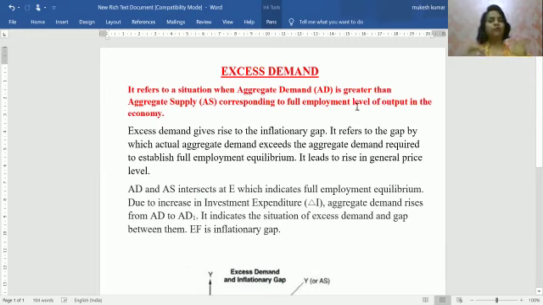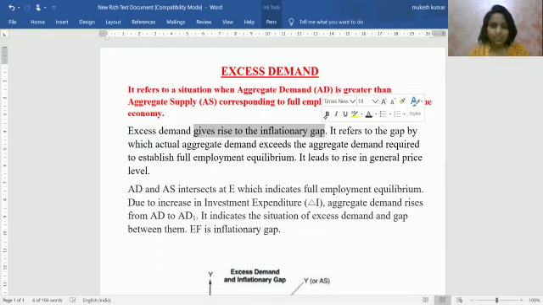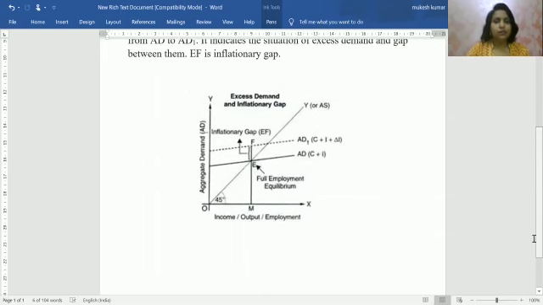That means the aggregate demand in this situation is greater than the aggregate supply by employing all the resources, all the manpower in the economy. In this situation, when aggregate demand is greater than the aggregate supply, the condition of inflationary gap arises. Now, let us see what is inflationary gap with the help of the following diagram, which is drawn here.